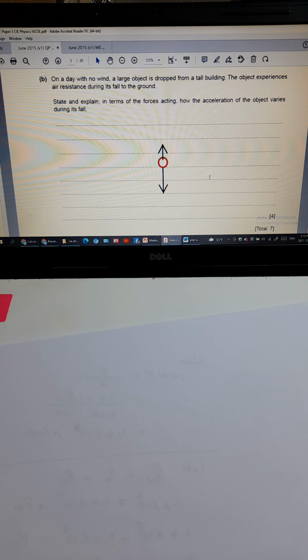This situation continues until the air resistance equals the weight, and the resultant becomes 0, and the speed of the object remains constant. This speed is called the terminal velocity. So acceleration decreases.